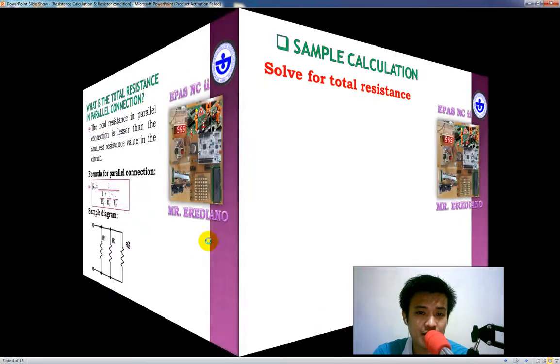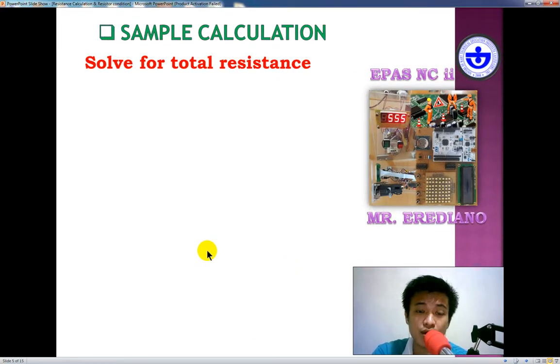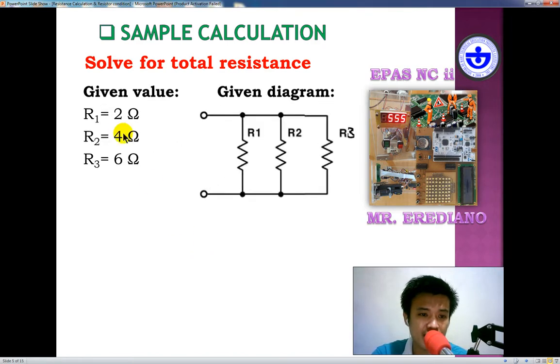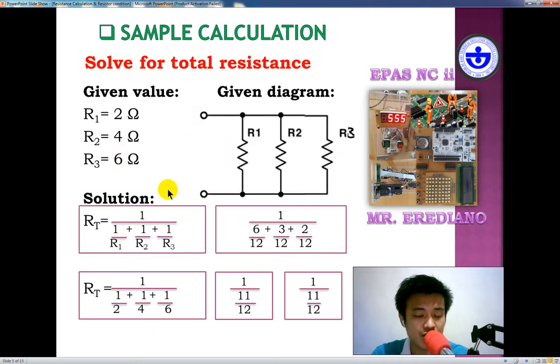Okay, so let's try to solve for the total resistance. This time, bear in mind that we are now working on the parallel circuit. These are the given values, the same values as what we had a while ago, but the connection of the resistors based on this given diagram is different. They're already in parallel, but the values are the same. So R1 is 2 ohms, R2 is 4 ohms, and R3 is 6 ohms. Okay, so I hope that is clear. So we have here the solution.